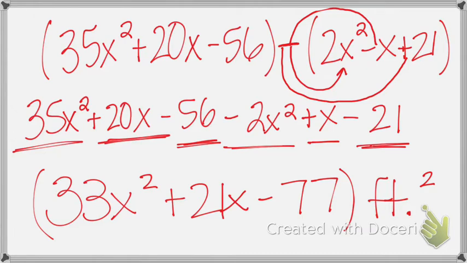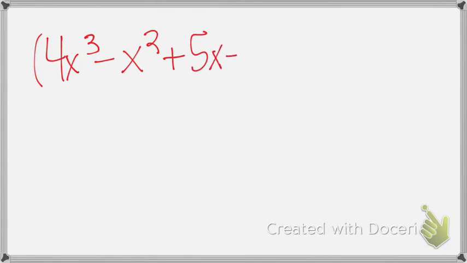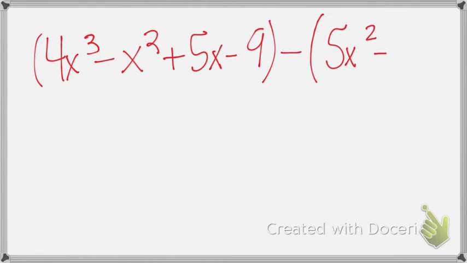Y'all think you can do number 6 on your own? Yeah? All right, let's take 3 minutes and do 6A and 6B. All right, 6A was 4x cubed minus x squared plus 5x minus 9, minus 5x squared minus 8x minus 7. All right, did you change anything in the first set of parentheses? Nope.